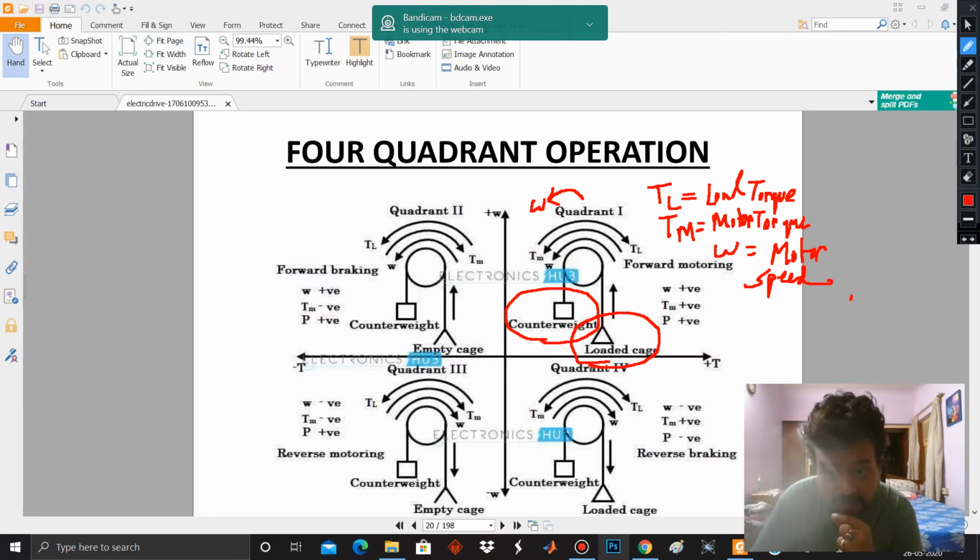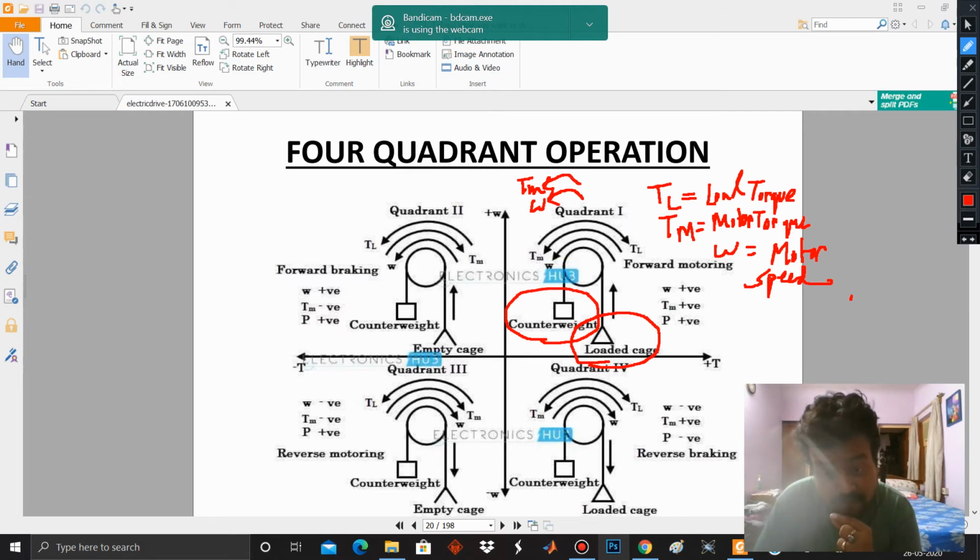What about the motor torque? Obviously the motor will try to move the loaded cage upwards, and it has to develop a counterclockwise or anti-clockwise motor torque, as shown by the red mark. That means in the counterclockwise direction.